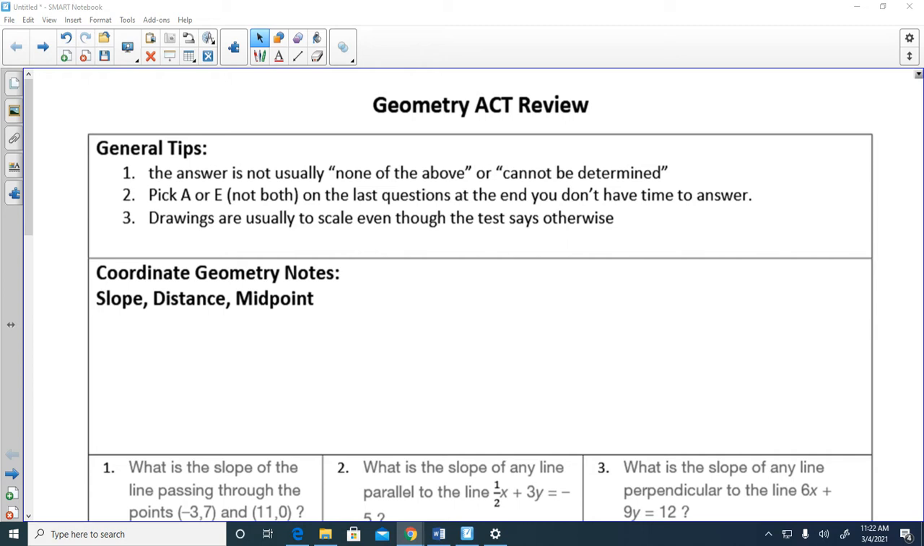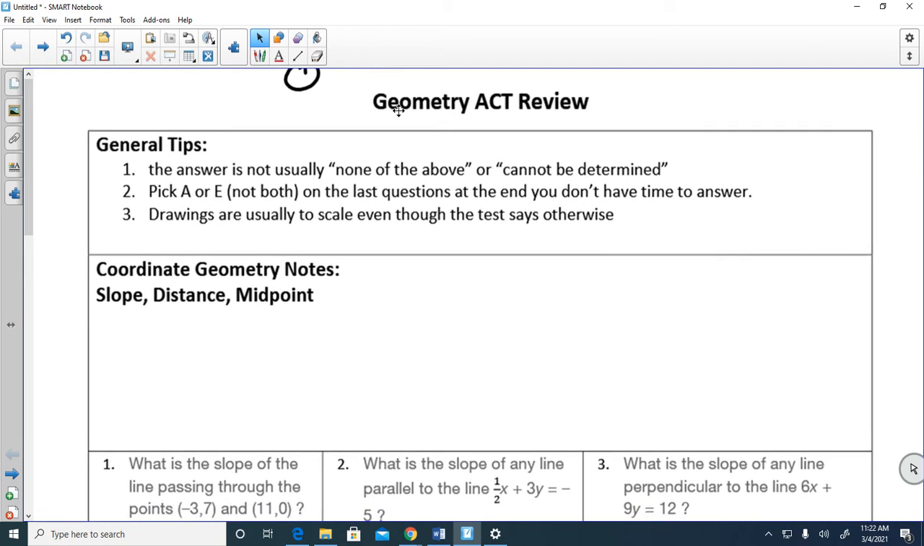Today we're going to be doing a general review of geometry topics. So what we're going to do is look at a couple of different topics that you covered in geometry, but maybe we should review them before you take the ACT. So first of all, I have a few tips for you.